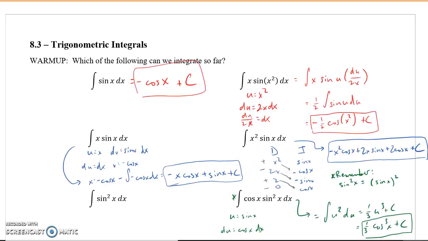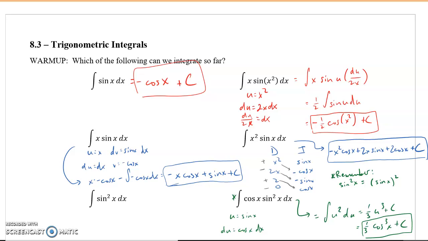Ta-da! And here are the answers to the 5 that we already know how to do. The first one is straightforward, just memorize. Then the one on the top right is u-sub. We've got integration by parts. We've got integration by parts twice, so the tabular method is better here. And then we've got another u-sub down here on the bottom right.